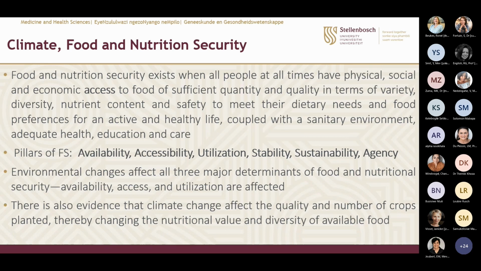So when you look at the environmental changes that are occurring, they do affect all three major determinants of food and nutritional security, which are availability, access, and utilization. And we will see how that is, it will be shown by the studies. There is also evidence that climate does affect the quality and number of crops planted, changing the nutritional value and diversity of food available. So people do not eat food because it's their choice. They eat what is available.